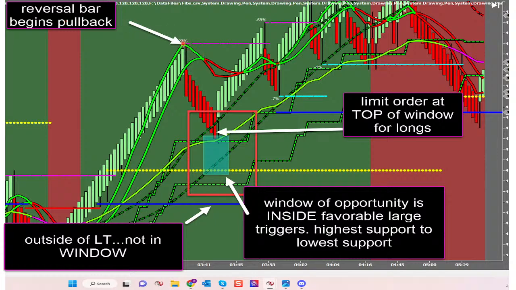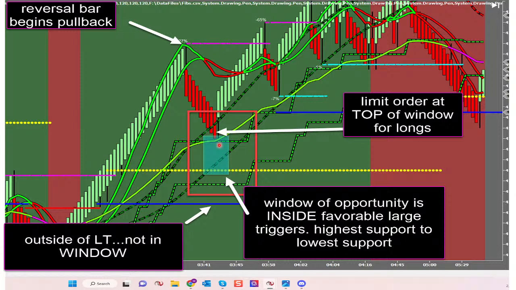And once this pullback prints, I want you guys to look for your triggers. I want you to look for the large triggers and the synthetic triggers. And the tighter these triggers are trending on top of each other, the smaller the space where we can fit an area. Areas are going to be fibs, mid bands, yellow 1-to-1s. So when the reversal bar prints, I'm going to look for the triggers. I'm going to look for the areas inside.